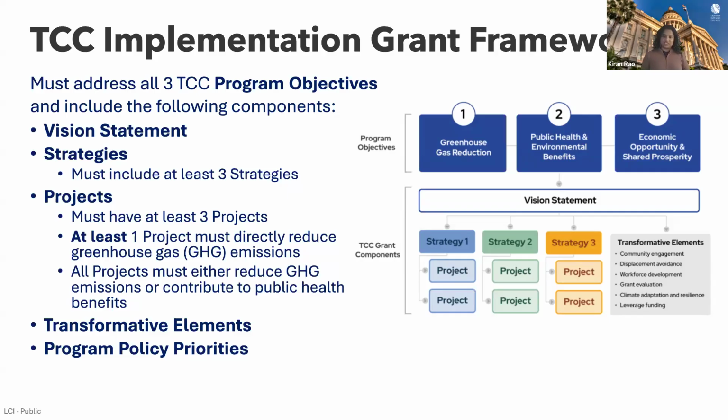With this in mind, the vision statement and larger grant must use at least 3 TCC strategies, and applicants must then propose at least 3 projects. Of the selected projects, at least 1 project must directly reduce greenhouse gas emissions, and all projects must either reduce greenhouse gases or contribute directly to meaningful public health benefits.